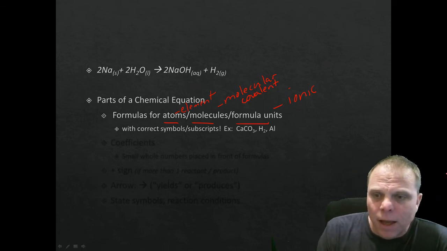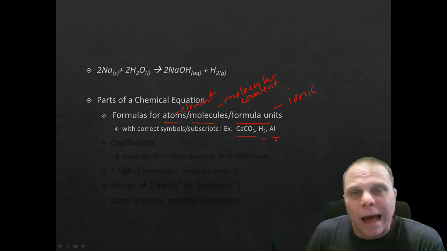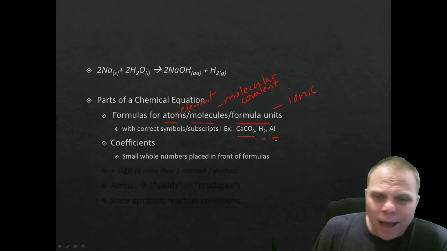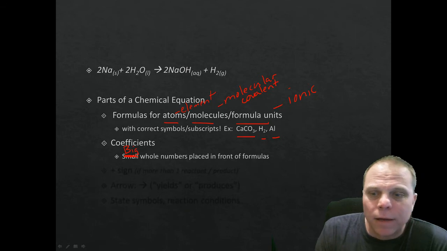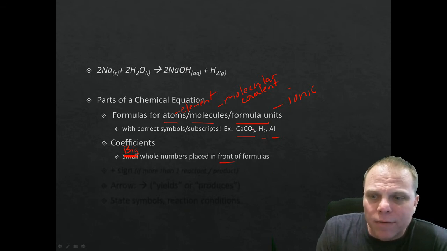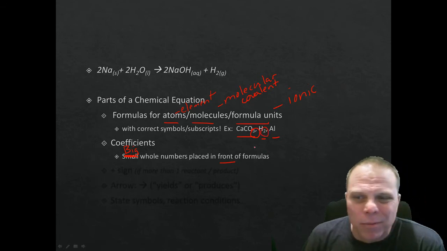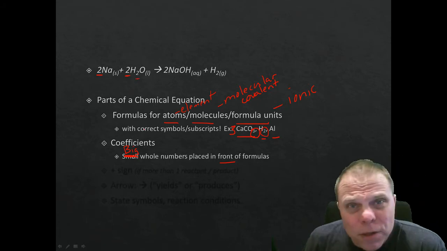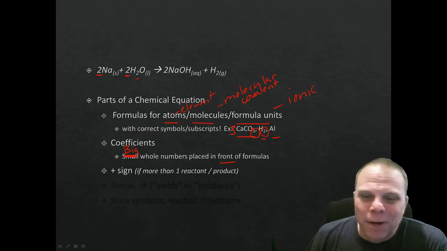As you can see here, I've got a formula unit, calcium carbonate, a molecule of hydrogen, and the atom or the element of aluminum. Remember that coefficients are, I actually like to say, the big whole numbers that we put in front of the formulas, right? Because I think of this little 3 there, or that little 2 there, as smaller numbers compared to a big number that I might put in front of an element, like the 2. Like that 2 and that 2 are way bigger than that one. So I like to think of the coefficients as the big numbers in front, and then the subscripts are the small numbers that follow the element.